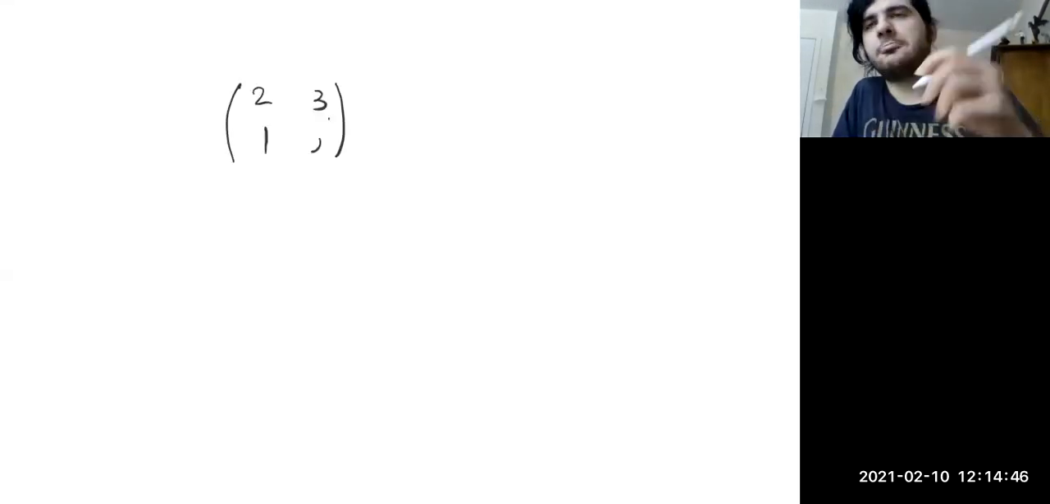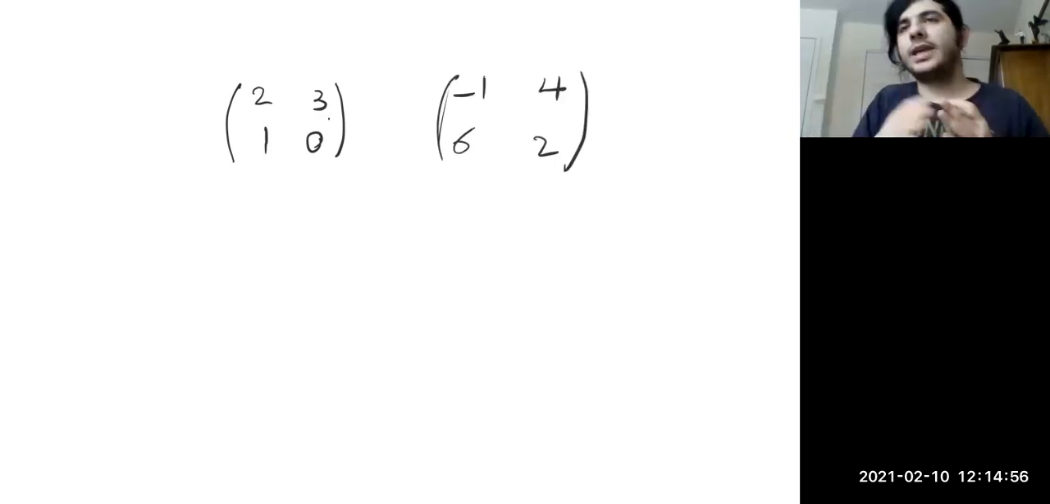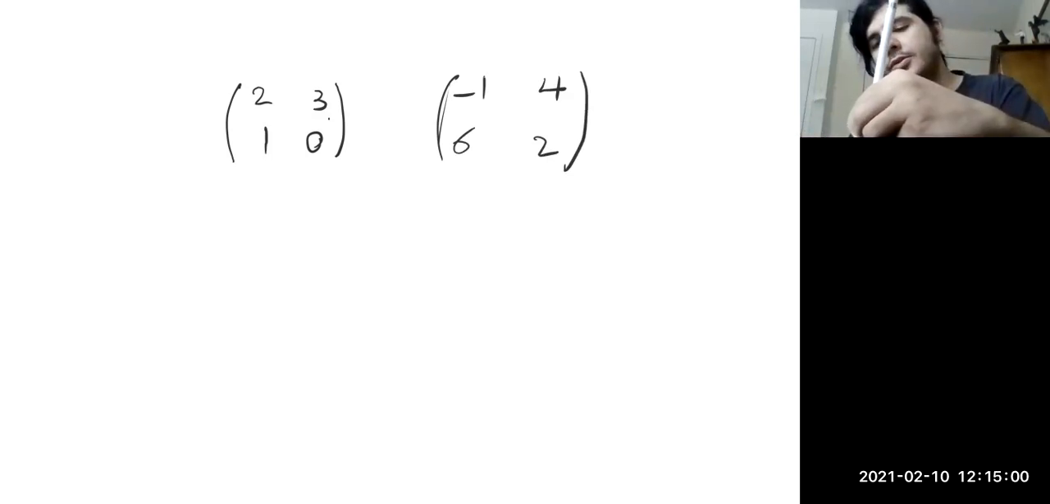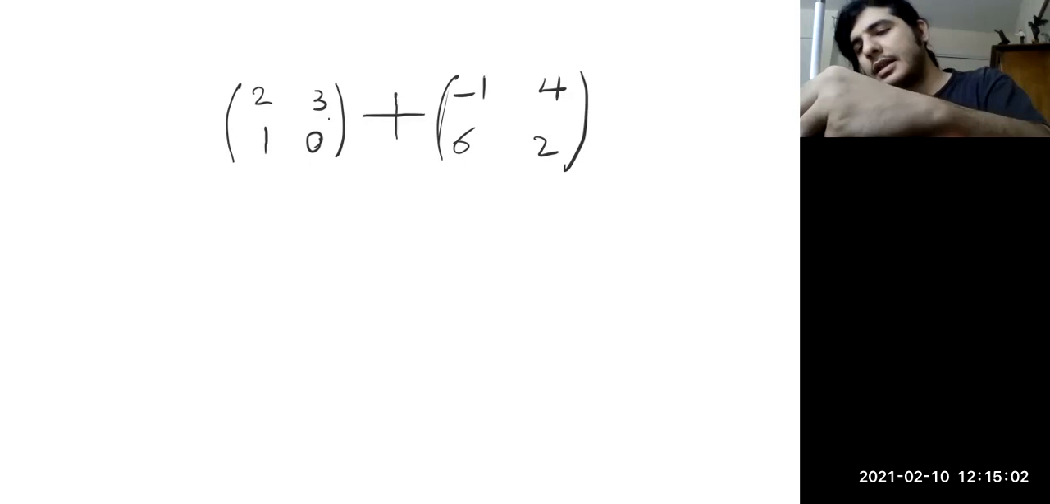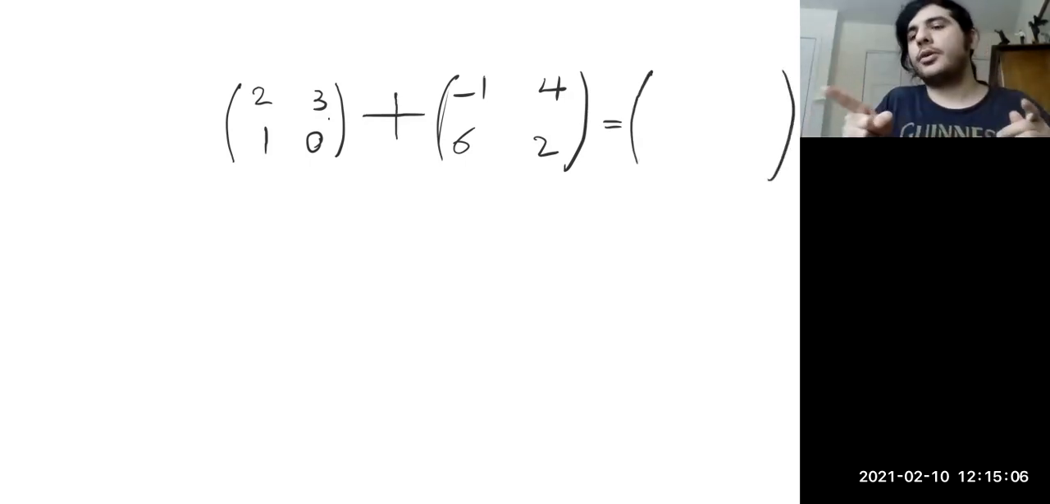Now, moreover, when we have 2 matrices, say 2 by 2 matrices, one of them is 2, 3, 1, 0. This is one matrix. I have another matrix here, say -1, 4, 6, 2. We can add these 2 matrices. So we have the notion of sum. And this means we should just add them component by component.